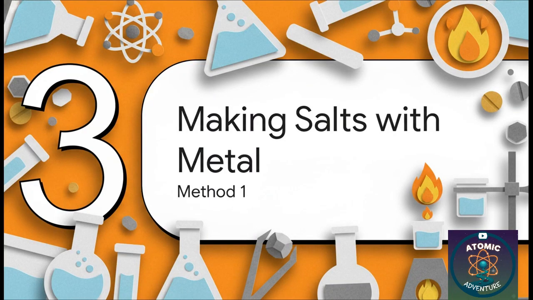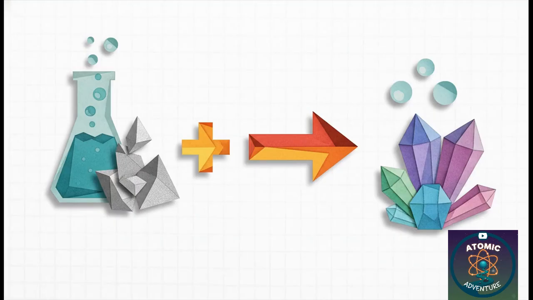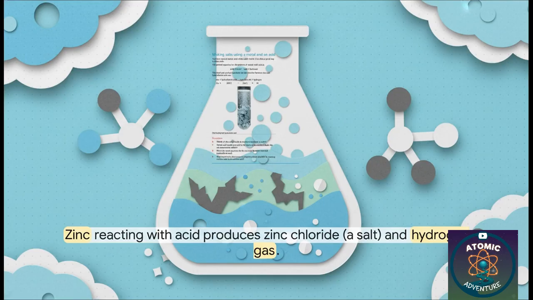So we know what they are, but how do we actually make them? Let's dive into our first method, which is reacting an acid with a metal. Here's the general equation you need to know for this one. When you mix an acid with a metal, you always get 2 things, a salt and hydrogen gas. And here's what that looks like in real life.